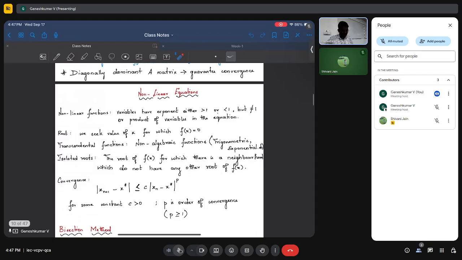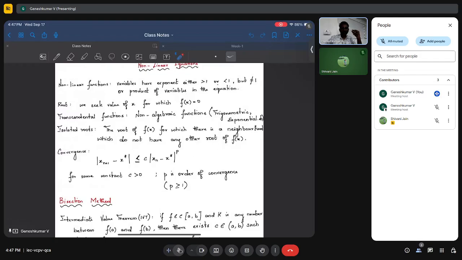When we say nonlinear equations or nonlinear functions, they have products of variables; if you see a product of variables, that is a nonlinear equation. Or if you see non-algebraic functions, for example trigonometric, exponential, or hyperbolic functions, we call these transcendental functions. If those functions exist in your equation, then they are called nonlinear functions. And when you have nonlinear functions, you do not have a closed form solution to such problems.